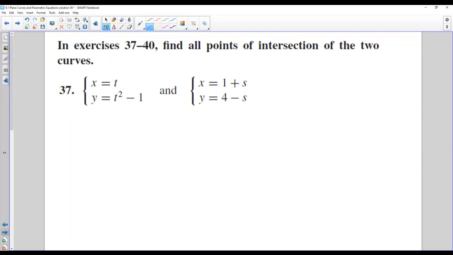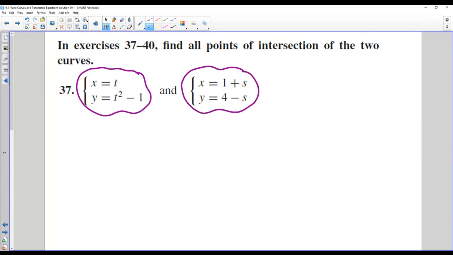Okay, finally, let me perhaps do this 37, which is, we have two curves. One is given by this parameterization and the other one by this parameterization. This one is a parabola, by the way, and this is a straight line. And I want to find their intersection points.